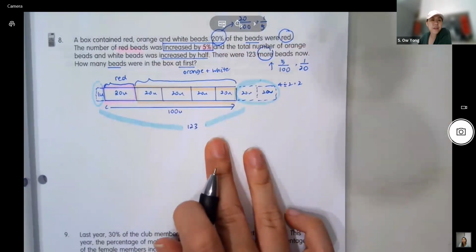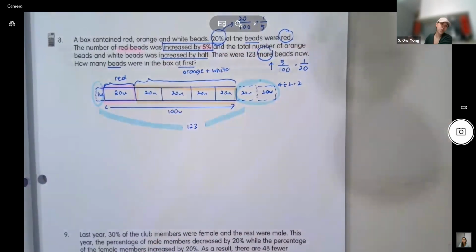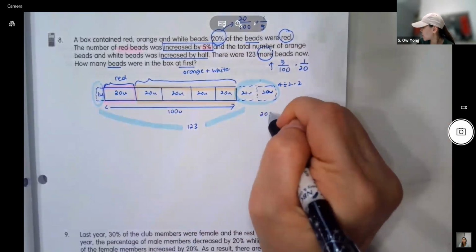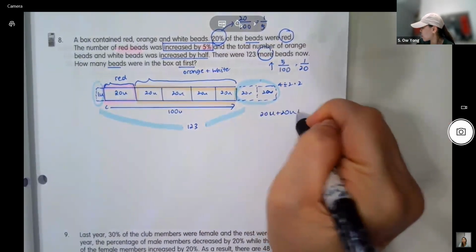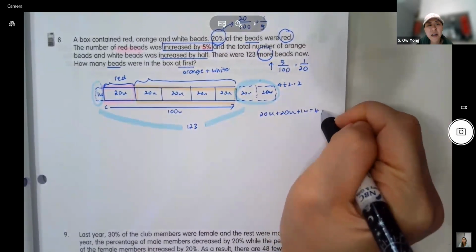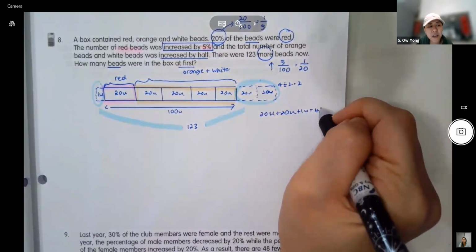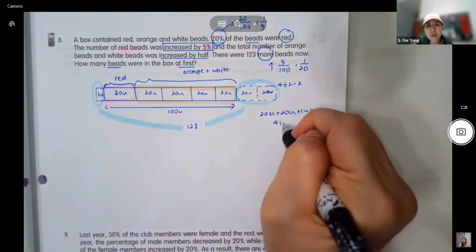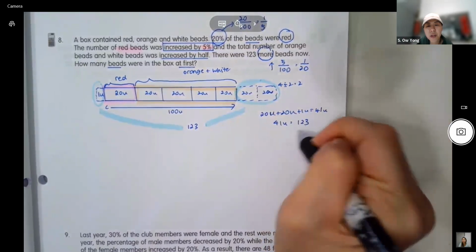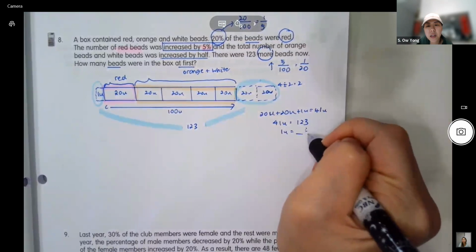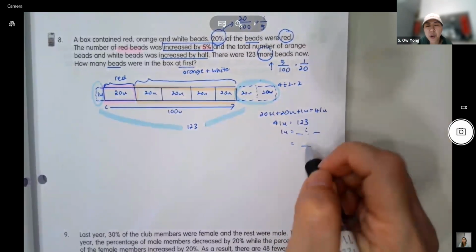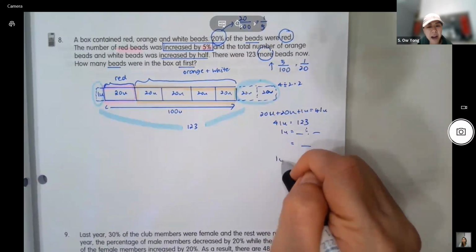123. So can we form an equation for this question? So we say, teacher, 20 units plus 20 units plus 1 unit gives me 41 units. So 41 units equal 123. 1 unit equal 123 divided by 41. Then now I go and find 100 units.